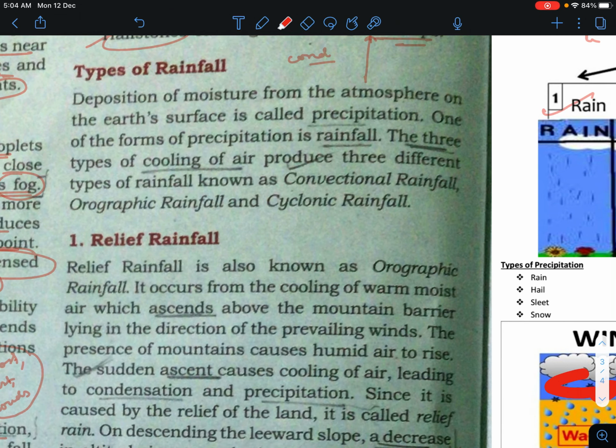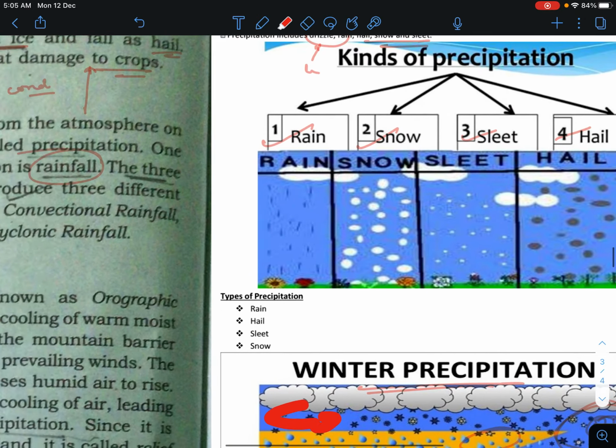Now, after that, we are going to study the types of rainfall one by one. The deposition of moisture from the atmosphere on the earth's surface is called precipitation. This point is already discussed. One form of precipitation is rainfall, and the remaining forms, snow and sleet and so on, we have already gone through.